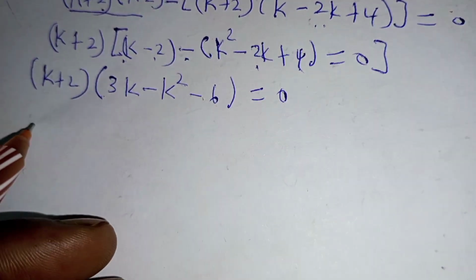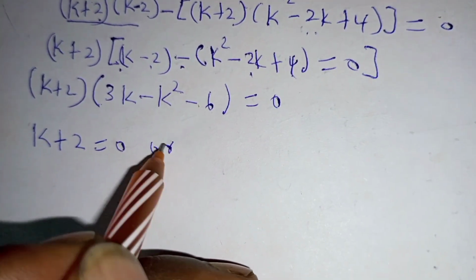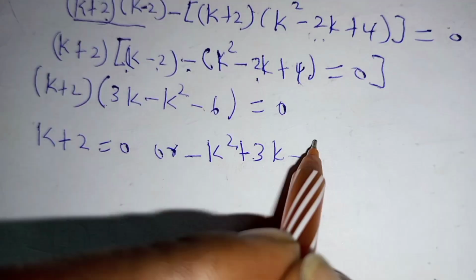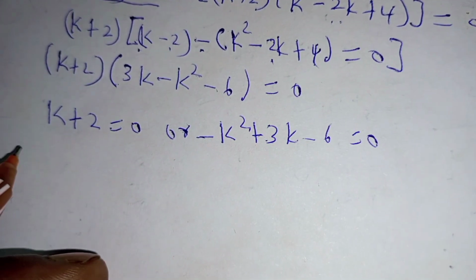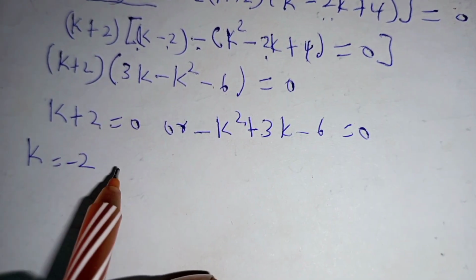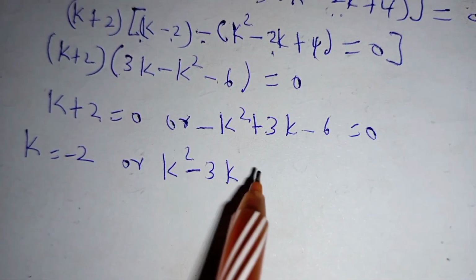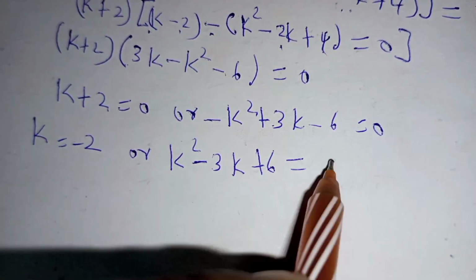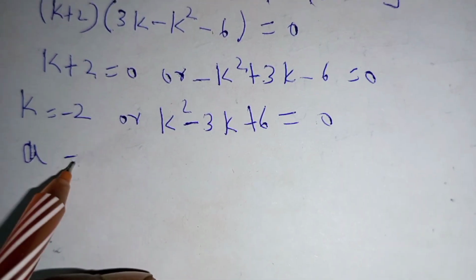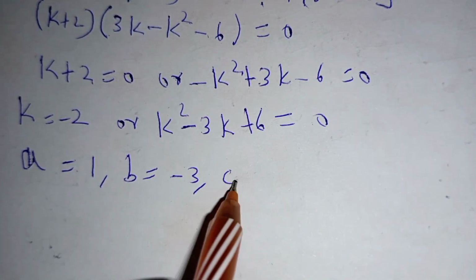So there are two possibilities, k plus 2 being equal to 0, or negative k squared plus 3k minus 6 is equal to 0. In the first case, k is equal to negative 2, taking 2 to the right, or k squared minus 3k plus 6 is equal to 0. So the second part is a quadratic, and our a is equal to 1, our b is equal to negative 3, and our c is equal to positive 6.